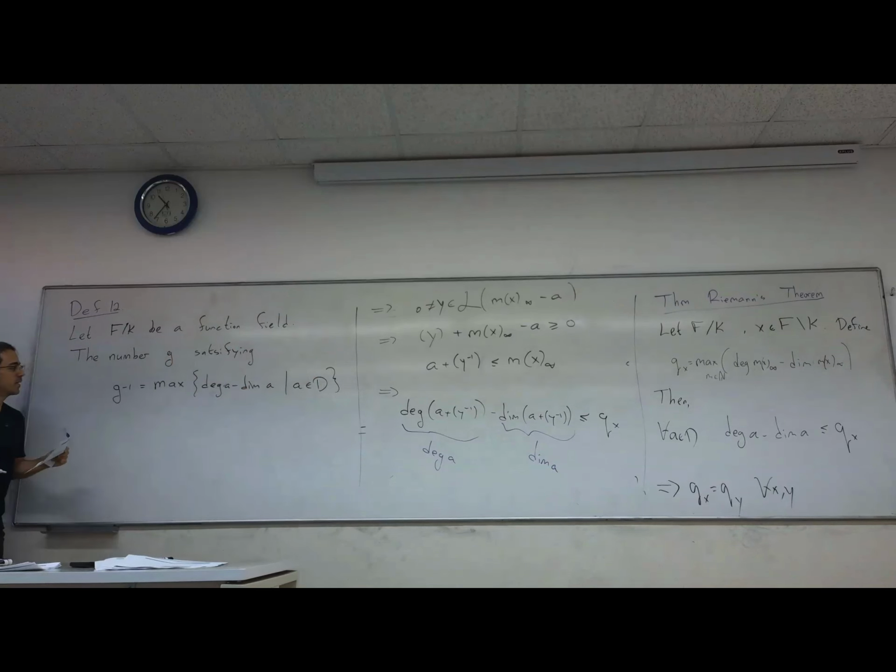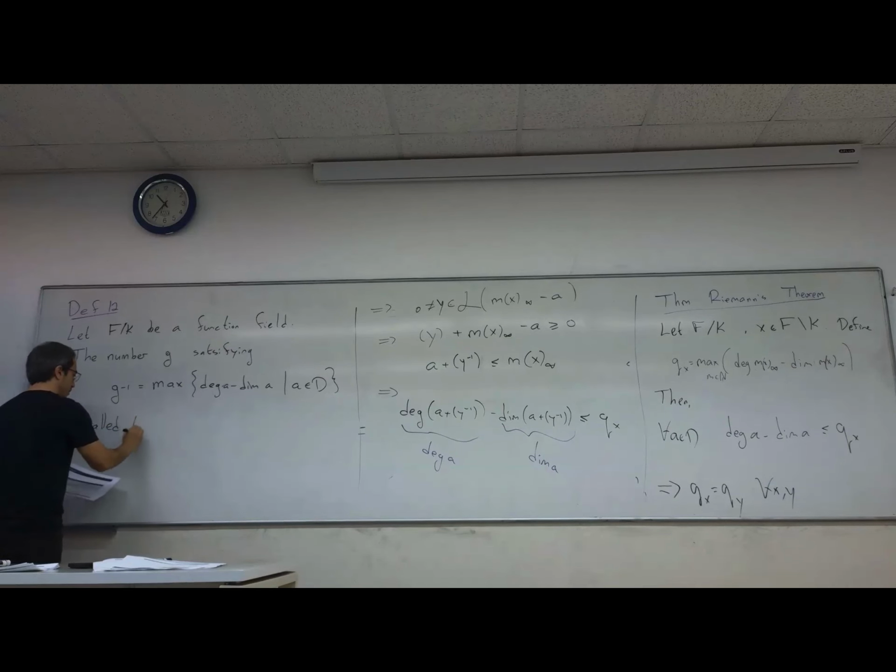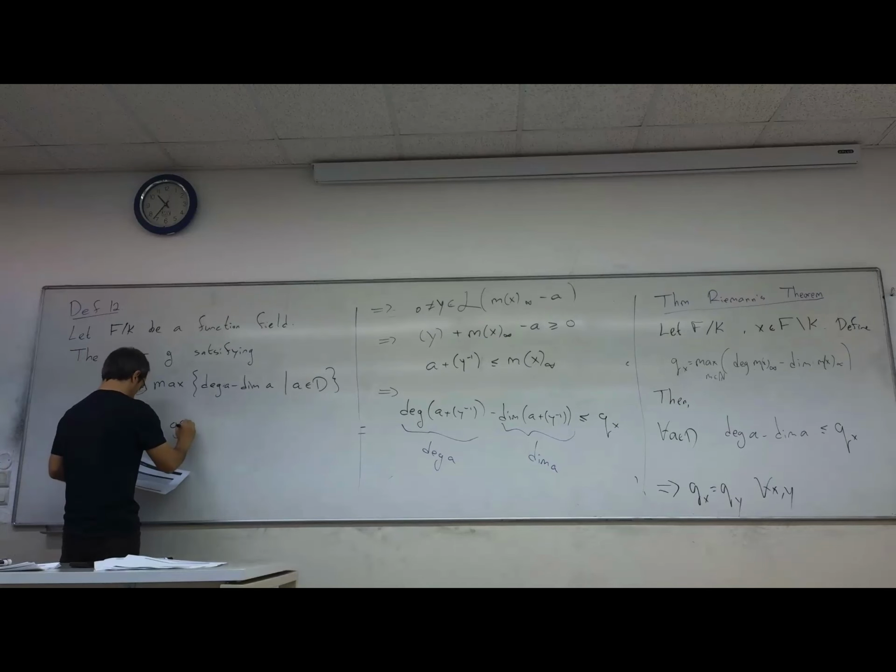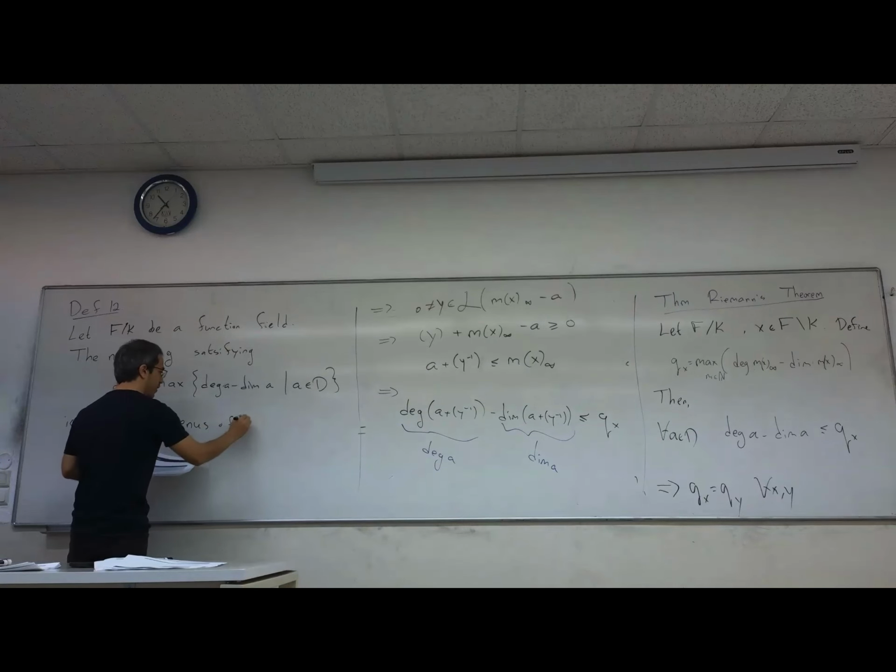G minus 1 of G to the minus. Okay. Right, yeah. This is called the genus of the function field.